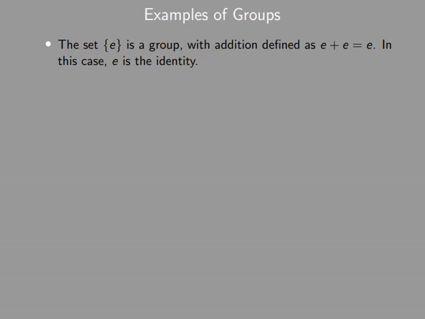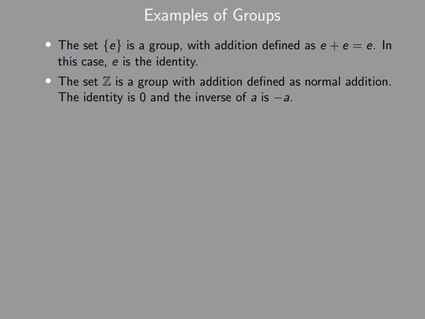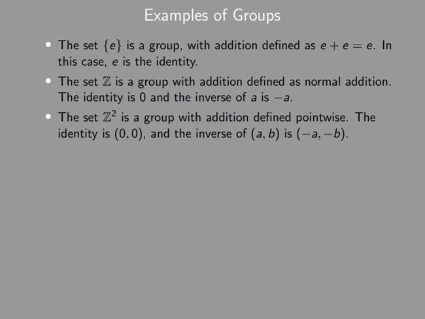The set {e} is a group with addition defined as e plus e equals e. In this case, e is the identity. The set Z is a group with addition defined as normal addition. The identity is 0 and the inverse of a is minus a. The set Z follows the arithmetic of addition and multiplication. The set Z squared is a group with addition defined pointwise. The identity is (0, 0) and the inverse of (a, b) is (minus a, minus b). Z squared is just the x coordinates and the y coordinates.